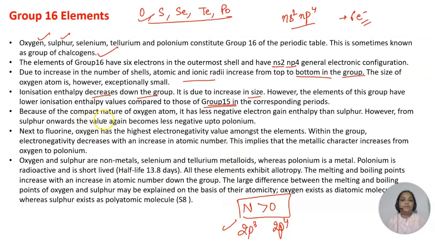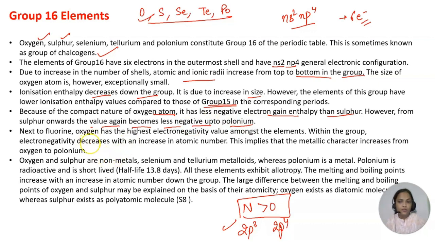Now because of the compact nature of oxygen, its electron gain enthalpy will be less negative than that of sulfur, just like we did yesterday. And from sulfur onwards, the value again becomes less negative up to polonium.